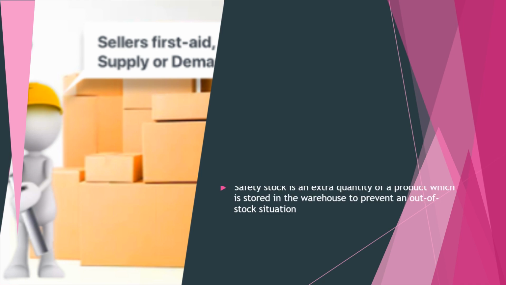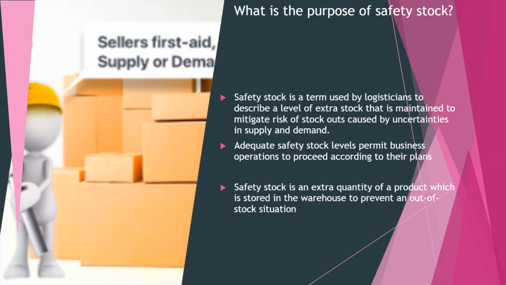What is the purpose of safety stock? Safety stock is a term used by logisticians to describe a level of extra stock that is maintained to mitigate risk of stockouts caused by uncertainties in supply and demand. Adequate safety stock levels permit business operations to proceed according to their plans. Safety stock is an extra quantity of a product which is stored in the warehouse to prevent an out-of-stock situation.